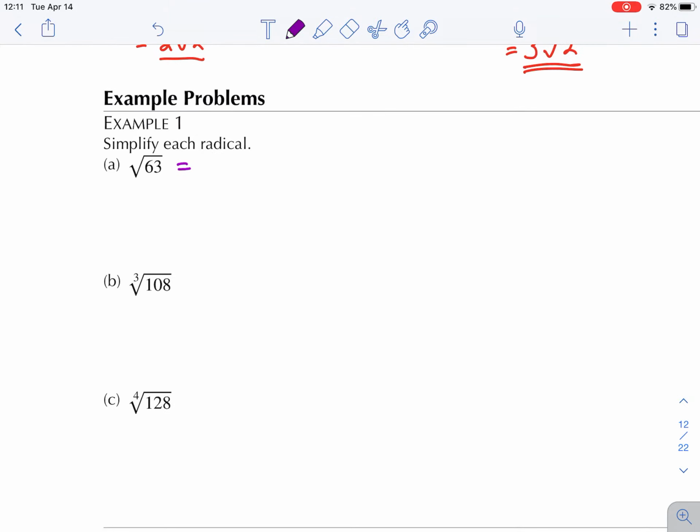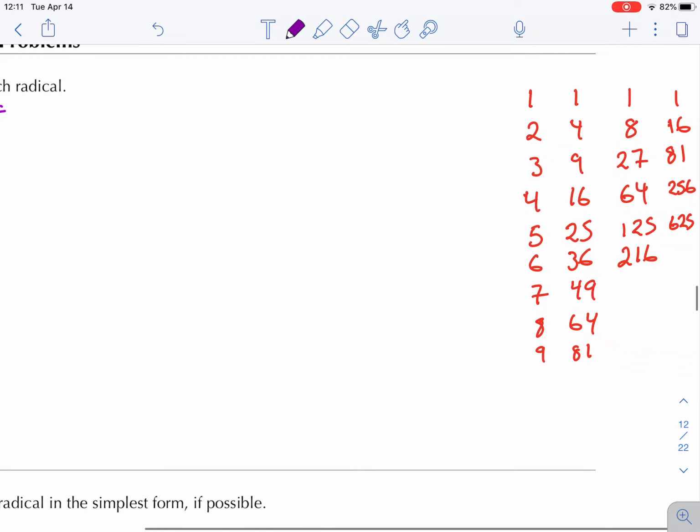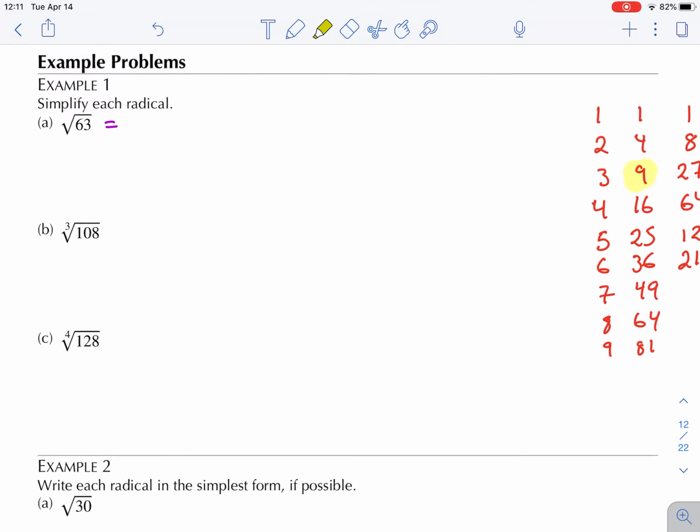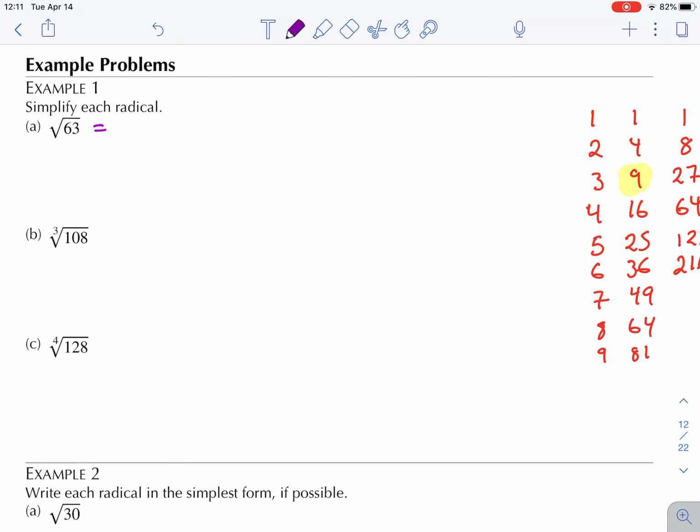We think to ourselves, what perfect square can I divide 63 by? Well, I look over here at my perfect squares. I can divide 63 by 9. Now I have to check, is that the biggest perfect square that I can divide it by? I can't divide it by 16, 25, 36, 49, 64. None of those. 9 is the biggest.